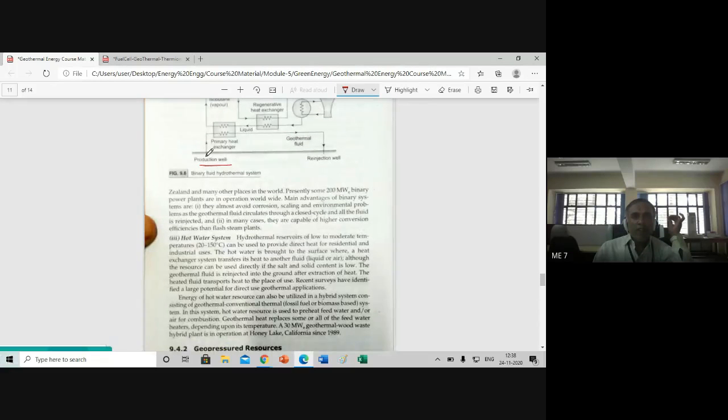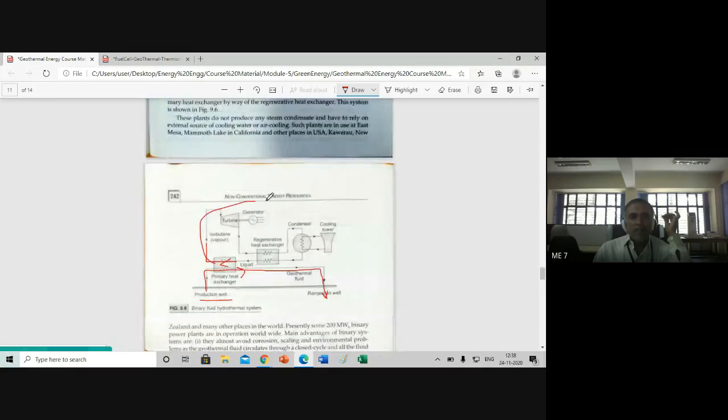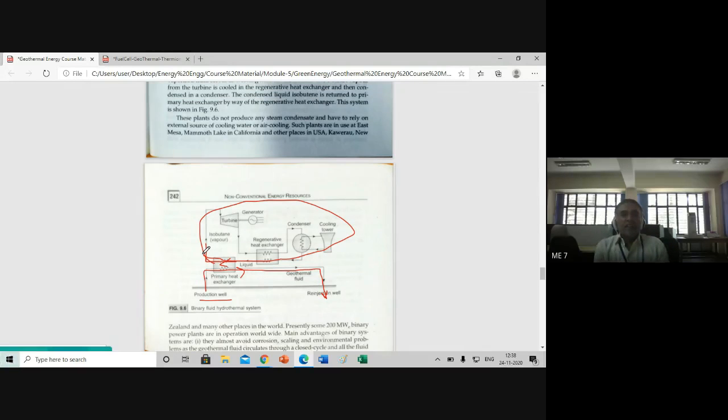The production well fluid is taken here and sent through this, and it is re-injected. And this heat is given to the fluid flowing through this. Afterwards, this entire thing is the same as any other Rankine cycle: turbine, then condenser, cooling tower, generator. It is the same as that one. Okay.